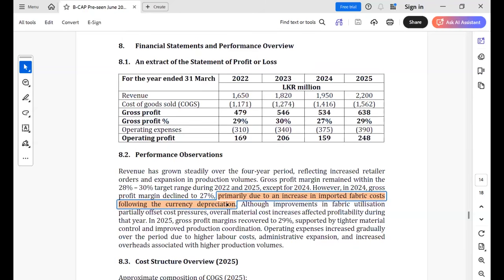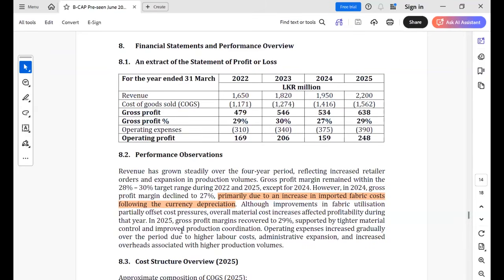So we have identified the issue earlier, and we know the solution also. Although improvement in fabric utilization partially offset the cost pressure, overall material cost increases affected profitability during the year. In 2025, gross margin recovered to 29%, supported by tighter material control and improved production coordination.